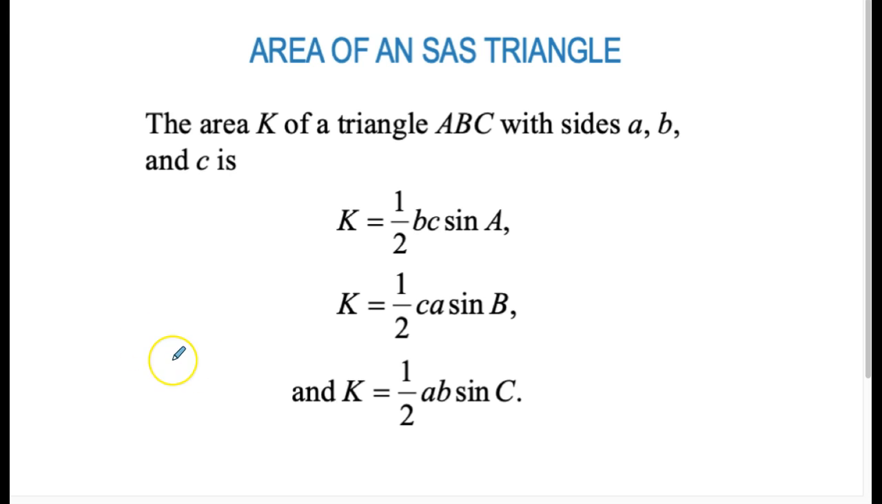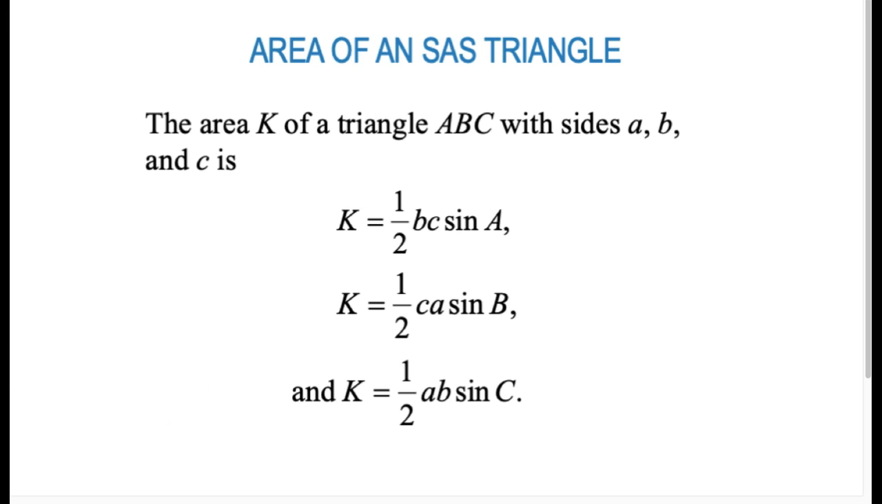So here are those three possibilities then. It's just 1/2 times the two sides times the sine of the angle in between those two sides. And these would be the three different possible ways you could write that.